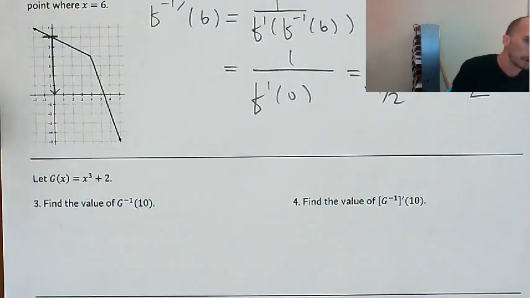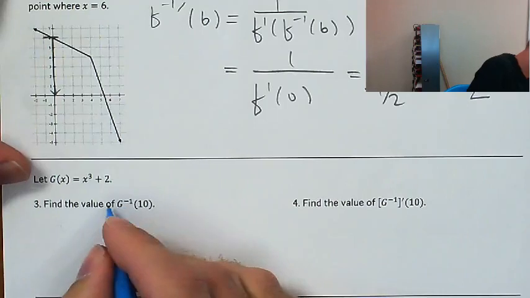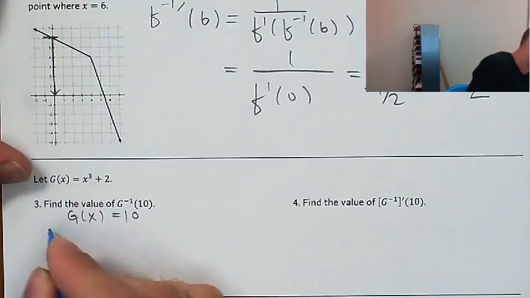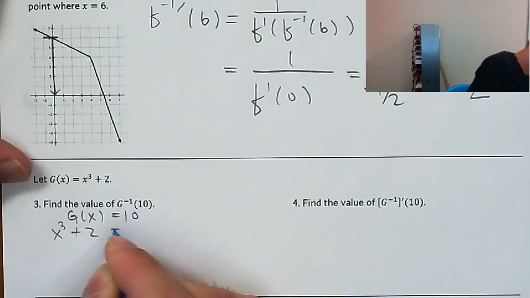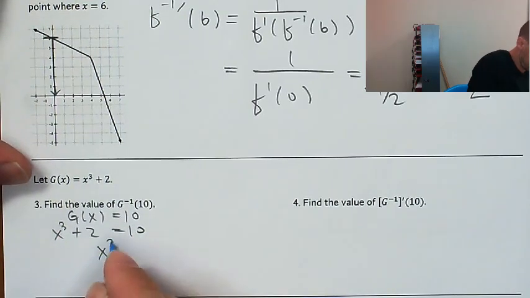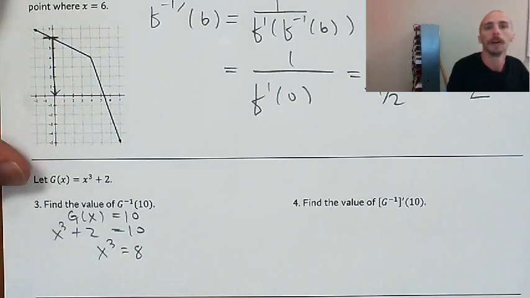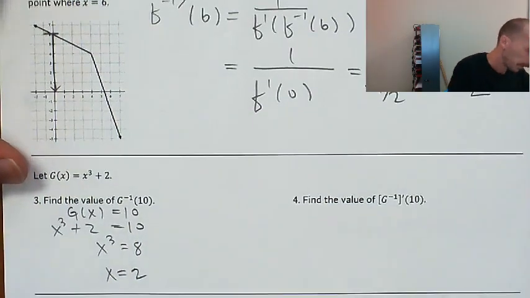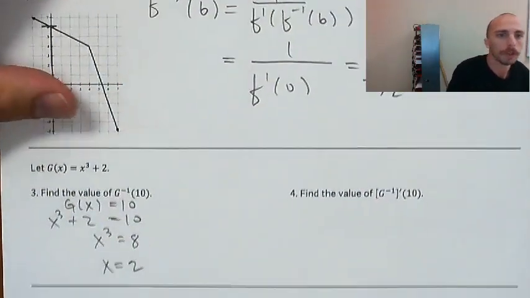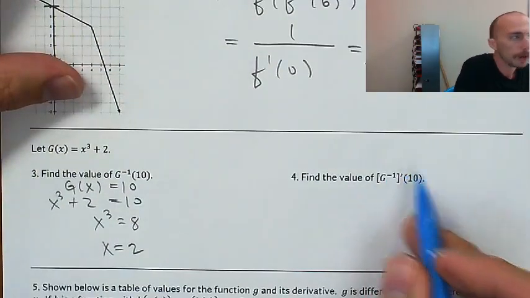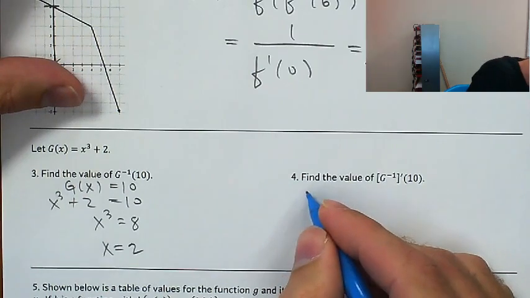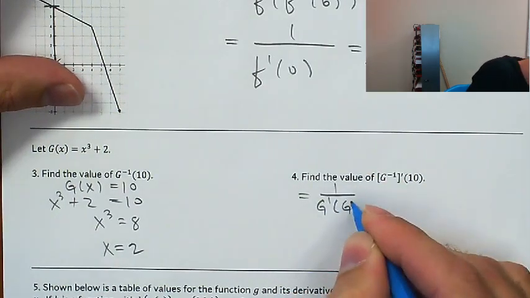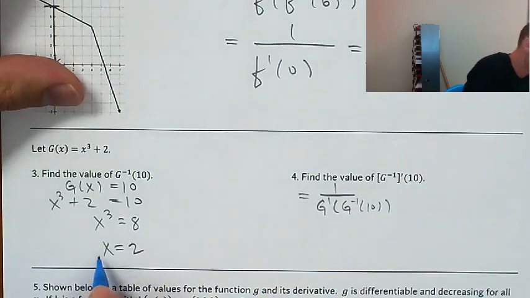Right, g inverse of 10. Okay, well, if we want g inverse of 10, we set g of x equals 10, and we solve for x. So x to the third plus 2 equals 10, subtract 2. That looks like x to the third equals 8. Okay, that means that x has to equal 2. And that's g inverse of 10 is equal to 2. Find the value of g inverse prime at 10. Okay, we'll say that's equal to 1 over g prime of g inverse of 10, which fortunately we just computed to be 2.